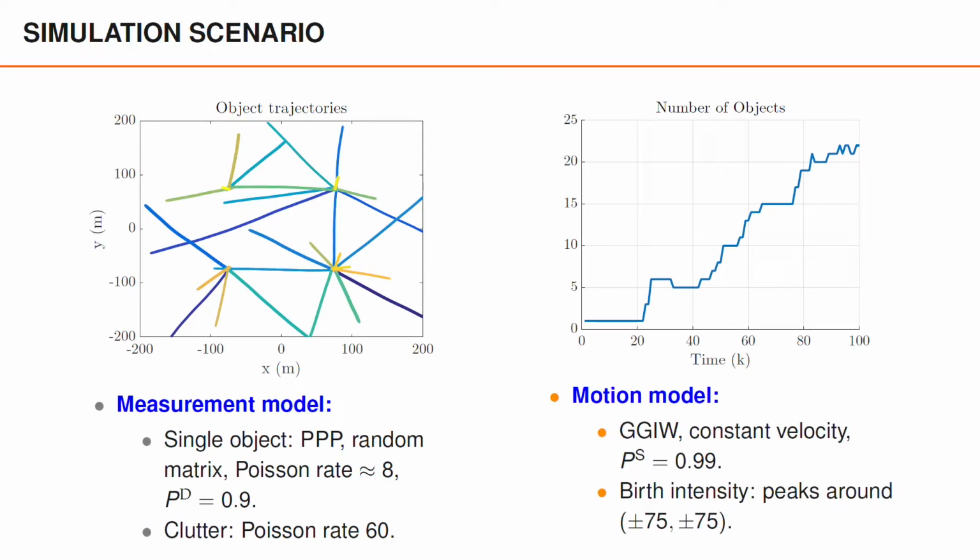We use something called a gamma Gaussian inverse Wishart to model the distribution of the object state, which now also contains the parameters needed to describe the single object measurement model. As a function of the kinematic state vector, this is simply a constant velocity model. The probability of survival is 0.99, and we use a Poisson point process to model the birth. As a function of the position state, this birth process has peaks around plus and minus 75 in both dimensions, which is where the objects actually appear.